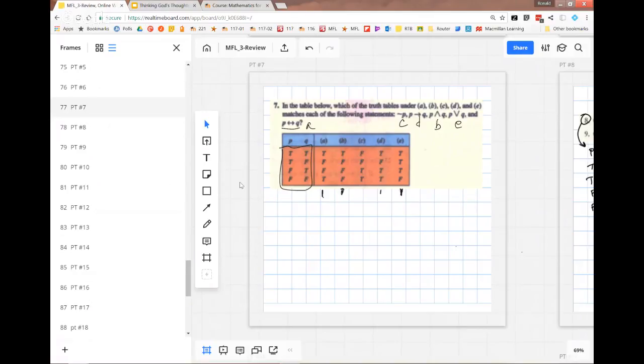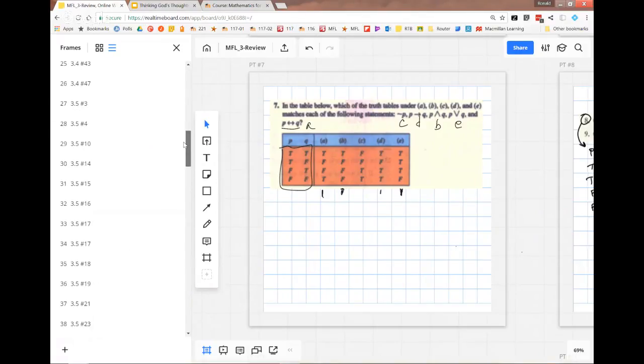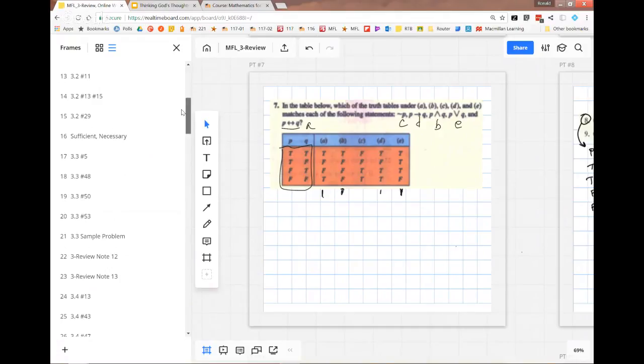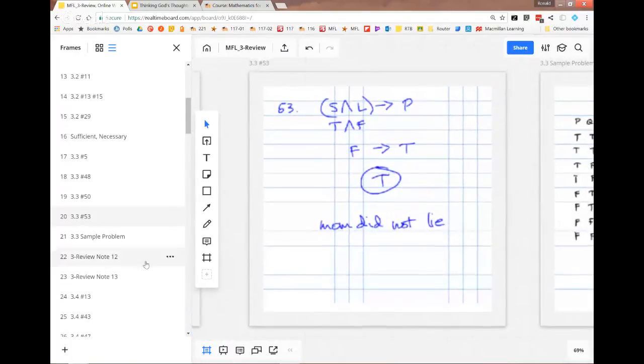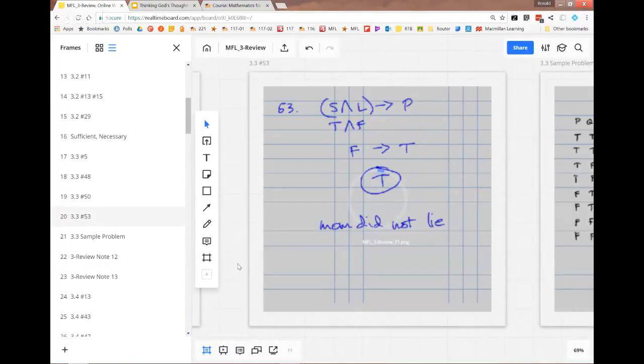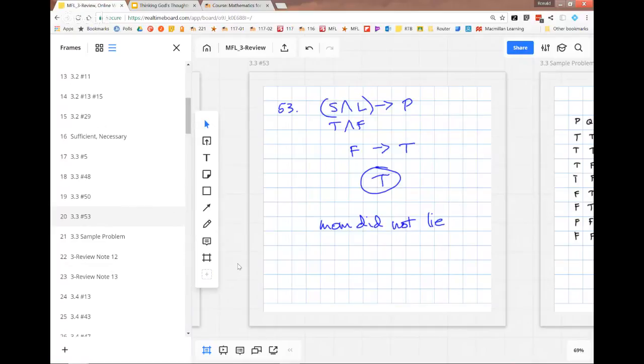Can I ask a question way back on 3.3? I went back and tried to redo some of the problems. Okay, go ahead. 3.3, number 53. Got it. How about that? All right. Now, I do need to look up the actual statement of the problem. 53 in 3.3.